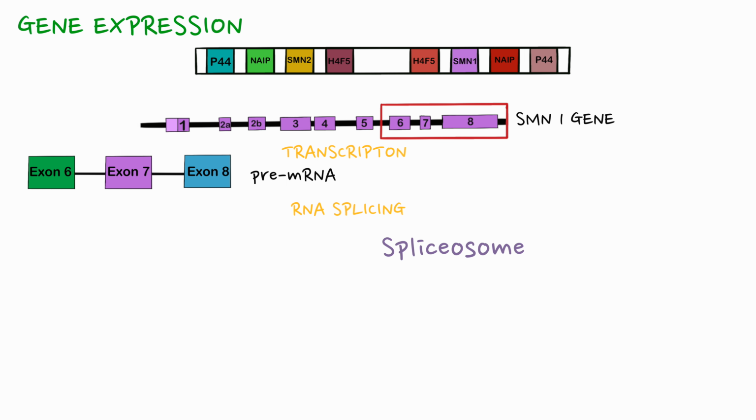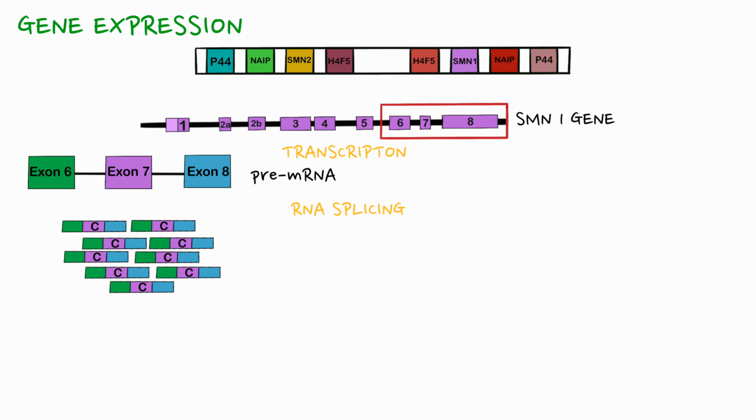It recognizes specific sequences at the boundaries between exons and introns, allowing it to precisely cut out the introns and connect the exons together. Exons 6, 7, and 8, along with any other exons present in the SMN gene, are spliced together in a specific order to form a mature mRNA molecule that represents the complete coding sequence for the survival motor neuron protein. Final process is translation.